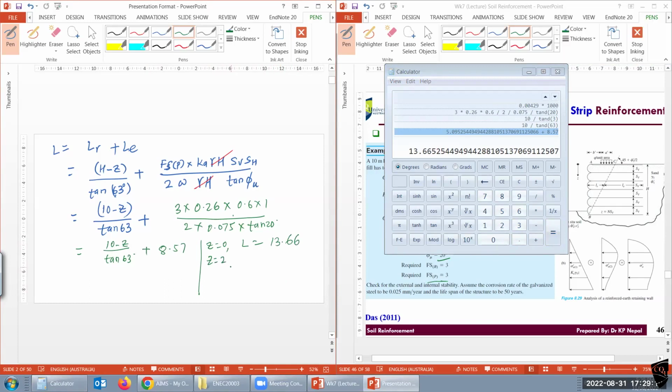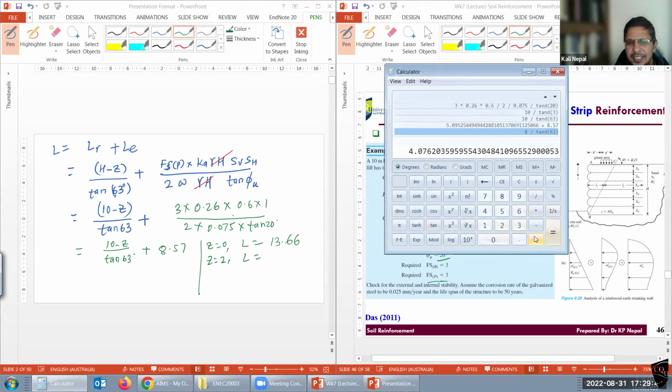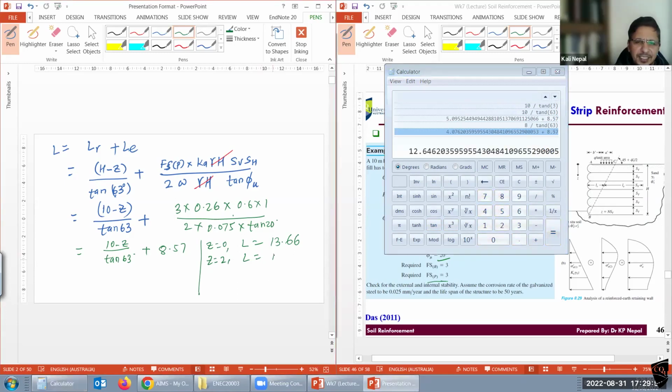Is it millimeters? No, it's a meter length, because it's the length of the tie. It should be very long to go inside the wall. Okay. It's all meters. I think we converted everything into meters anyway. So 2 meters now. Z equal to 2 meter depth. What happens? That's 8 divided by tan 63 degrees equal to that, plus again 8.57. 12.65, sir. 12.65, correct.